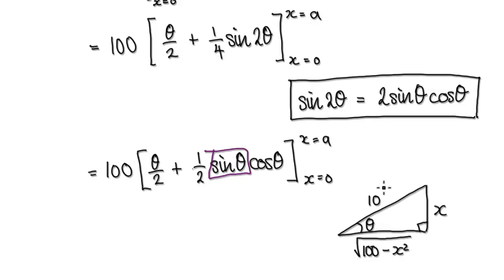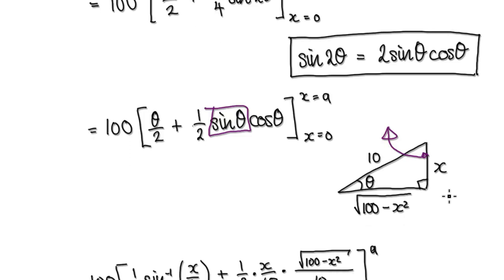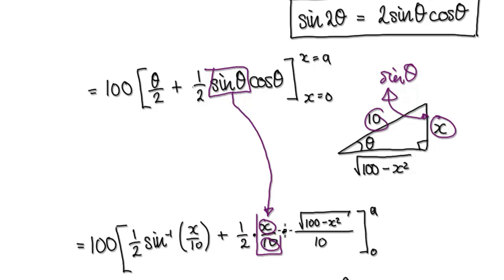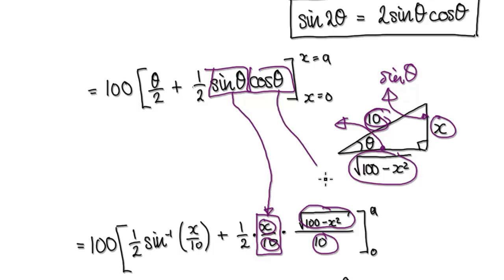What is sine theta? Sine is this thing here. Sine theta equals x over 10. So that block there becomes x over 10. What is cos theta? Cos is this thing here. Cos is adjacent over hypotenuse. So that becomes that.